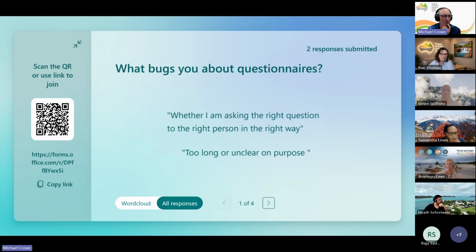Okay, so these are common problems with questionnaires, that they're too long and it's hard to interpret what exactly has been looked for, and you spend your time trying to decide what is going on here rather than what you really want to find out.